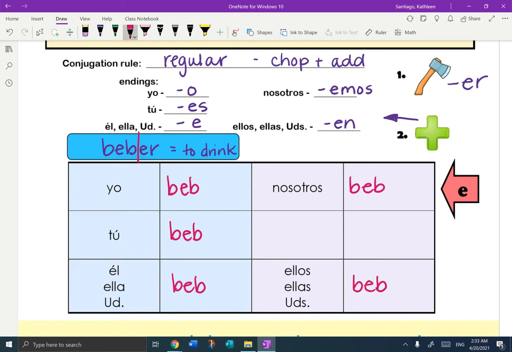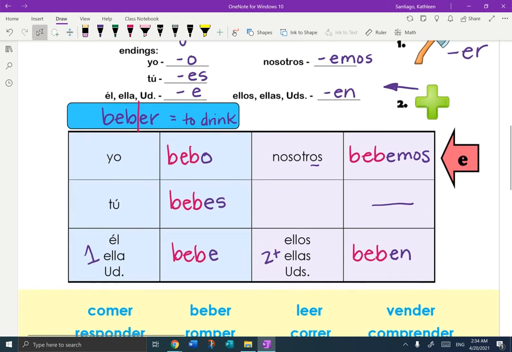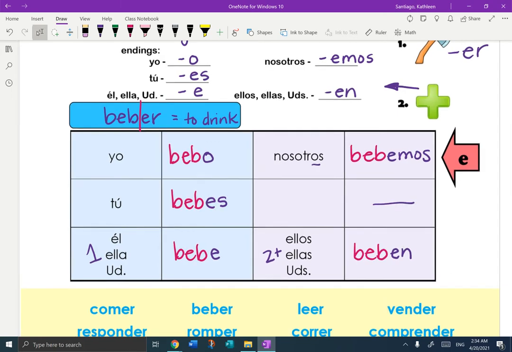Okay. Now let's go back in with the endings. Yo always ends in O. Bebo. Tú, you have two big toes, ends in an S. Bebes. El, ella, usted, one person, one vowel. Bebe. Nosotros, os. Bebemos. Ellos, ellas, ustedes, any two or more people that does not include you. They ride in the van. Beben. Okay, let's just check that. Repitan. Bebo, bebes, bebe, bebemos, beben.